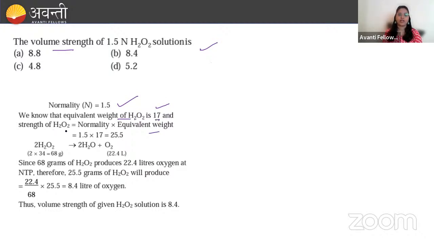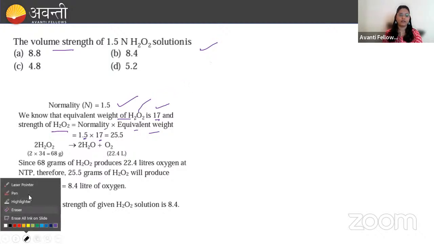Okay, so the strength of H2O2 is equal to its normality times its equivalent weight. What is the normality given? 1.5. The equivalent weight you can calculate in this way. Its molecular weight will be how much? 2 plus 16 into 2, 32. That is 34. So 34 will be its molecular weight. Dividing it by 2, you will get the equivalent weight.